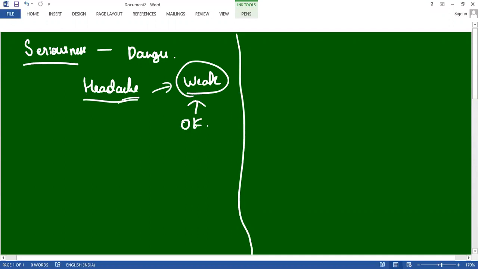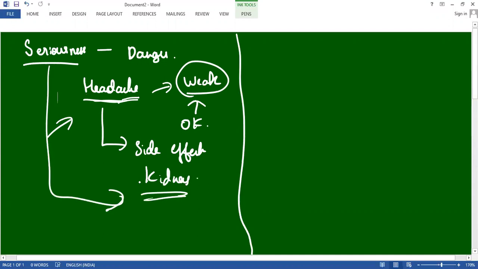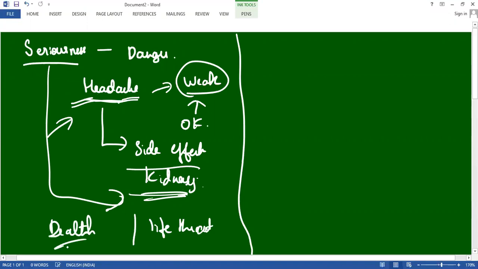In the case where they manufacture the medicine for the headache, but it may give a side effect for the kidney, so this is a serious issue. This is a serious condition of the patient, because it is manufactured for headache purposes, but it is giving a side effect for the kidney. This may go to a life-threatening condition, and also maybe death. This is the serious condition, a serious issue from the drug classification.